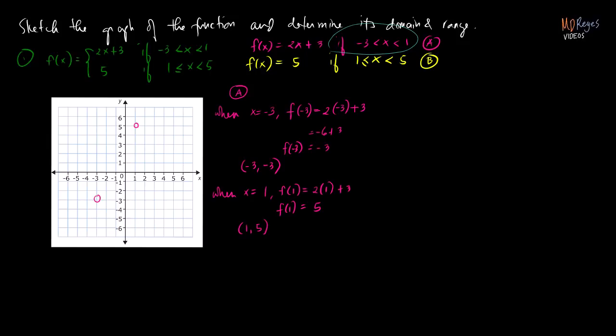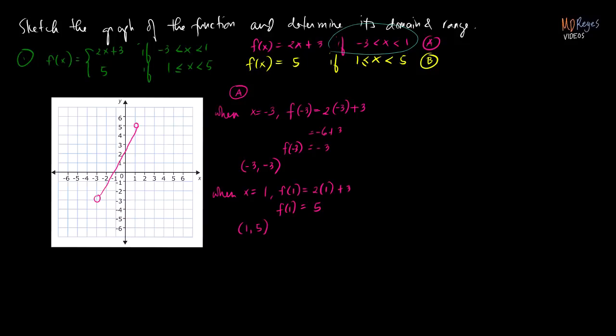Now we have 2 points that we can connect to draw the line. Connect. There you have the line. It's just actually a line segment because of the interval in between negative 3 and 1. But its equation nonetheless is f of x equals 2x plus 3.